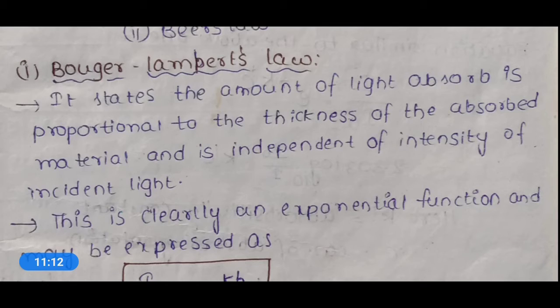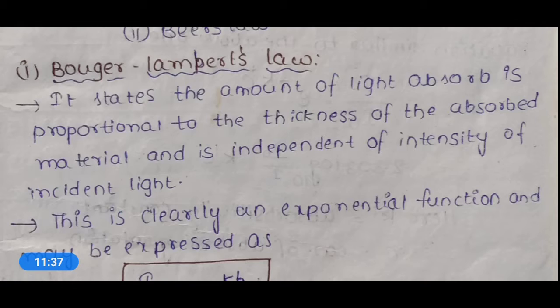That means it is not dependent on whether light is passed with high intensity or low intensity. It is not a factor there. It is only the thickness of the absorbing material. If the absorbing material is thick, it will absorb more light. If the thickness of the absorbing material is less, then the amount of light absorbed will be less.